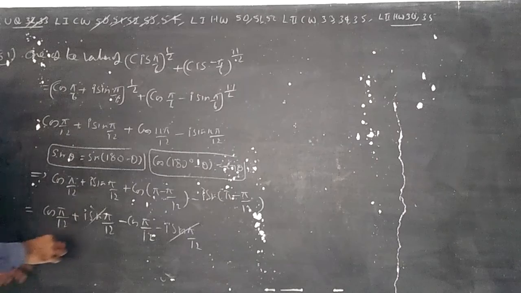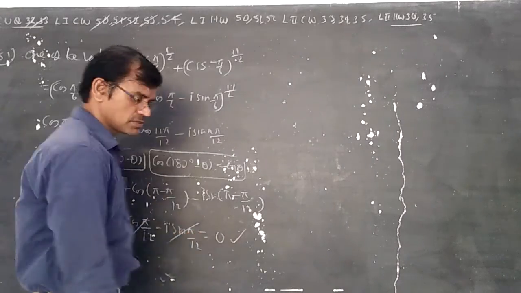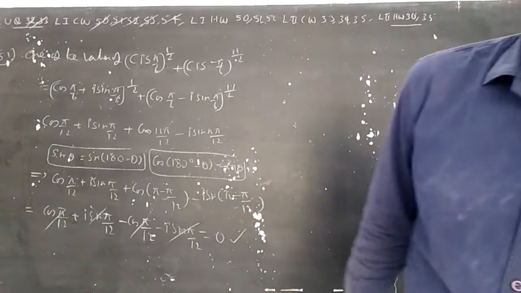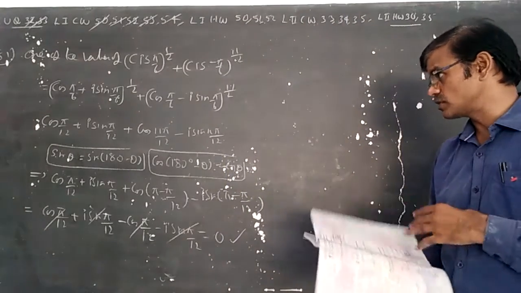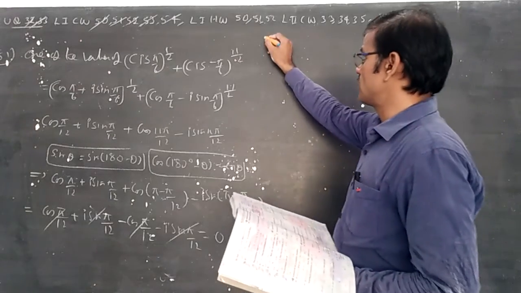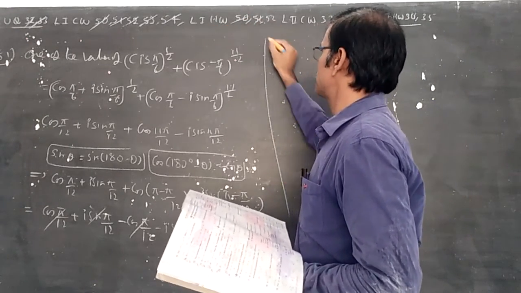i sin plus i sin get cancelled. This is cos pi by 12, this also gets cancelled. Answer is 0. He is asking one of the values. Yes. Now, 51 is completed.